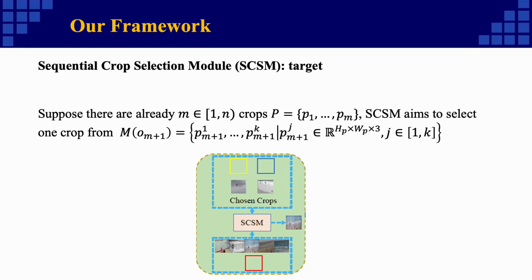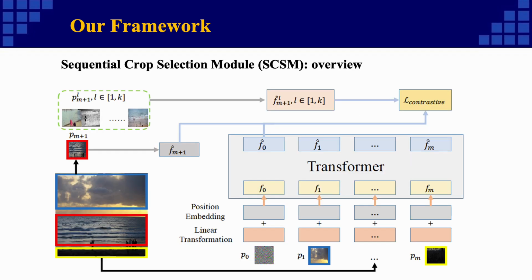And for the second stage, we first need to select only one crop from every object's k candidate crops. Our method performs the crop selection operation in an iterative way. Suppose there are already m crops. The sequential crop selection module, which is SCSM, aims to select one crop from the candidate crops, denoted as M, O, m plus 1.